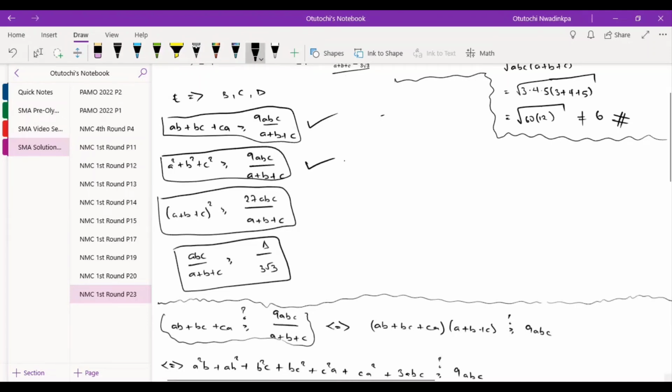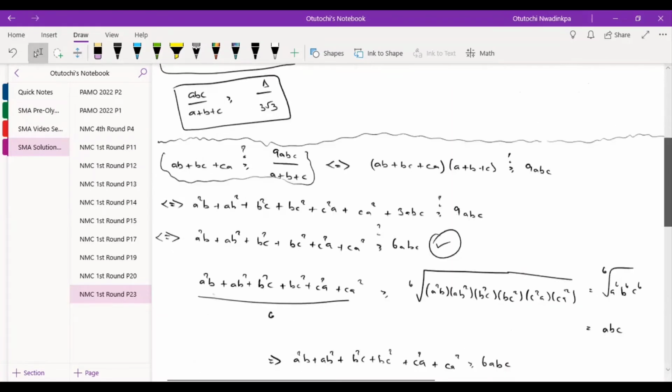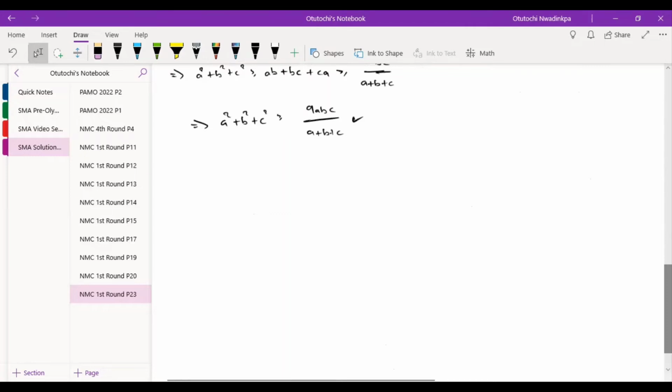So now we just have to show the third one, right? And that's (a+b+c)² is greater than or equal to 7abc over (a+b+c). So again, I'm going to use the first one as a link. What I'll try to show is that (a+b+c)² is greater than or equal to 3(ab+bc+ca), right?